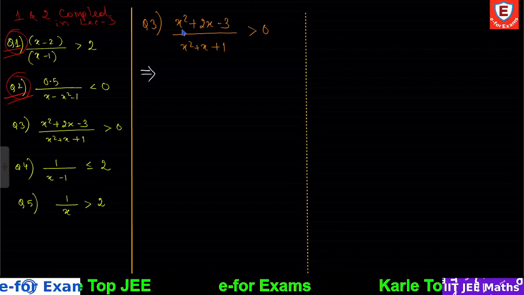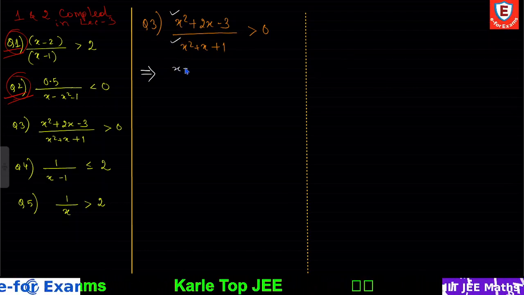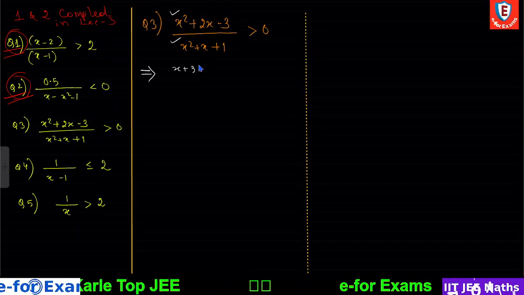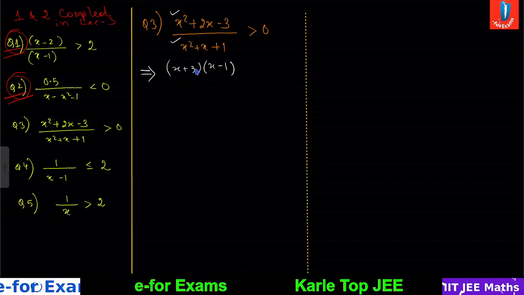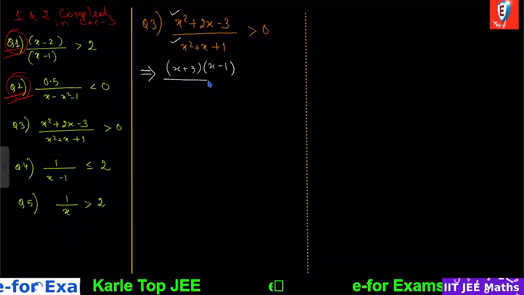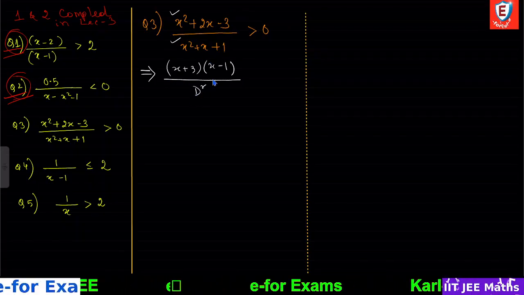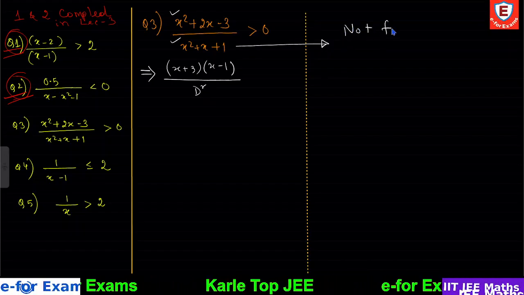So try to factorize both numerator and denominator. Numerator can be factorized as x plus 3 into x minus 1, since 1 into 3 is 3, 3 plus minus 1 equal to 2x. Okay. And here the denominator. Can we factorize this? Not factorizable, right? We cannot factorize it.